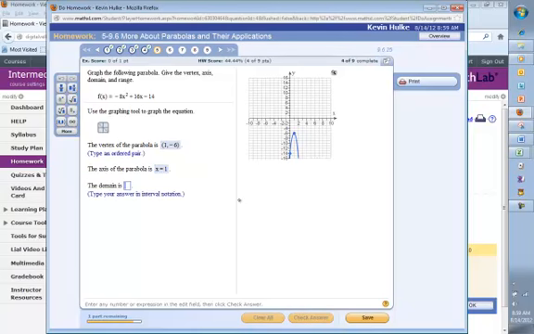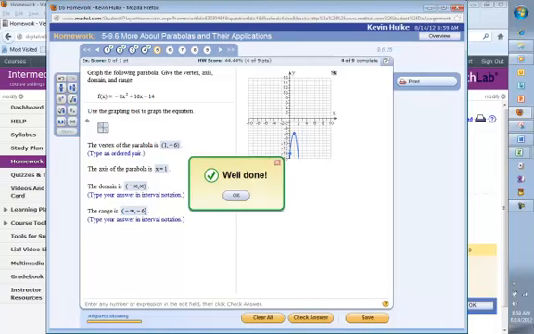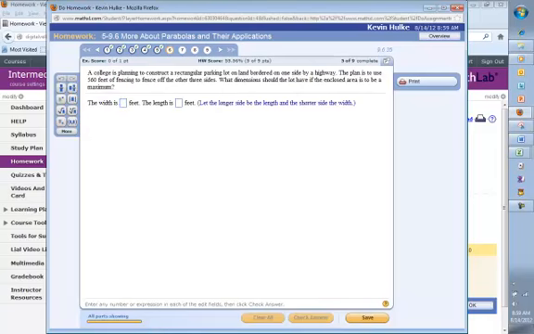The domain is -infinity to infinity. And the range is from -infinity to -6, and it does include -6, so we will make it a bracket. Next one.